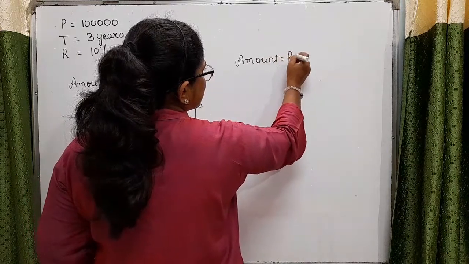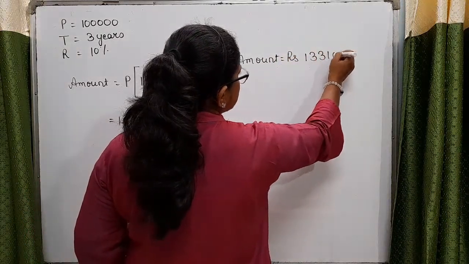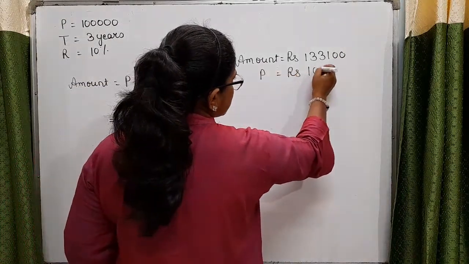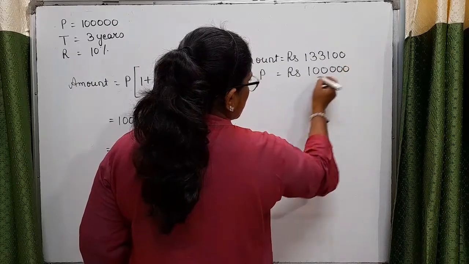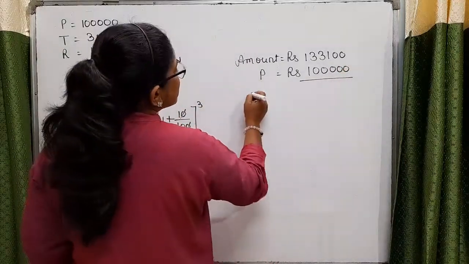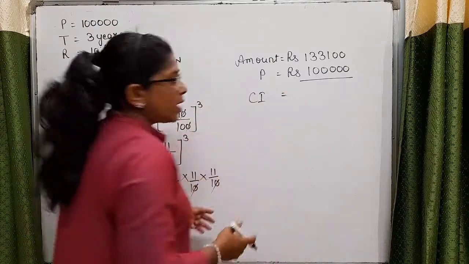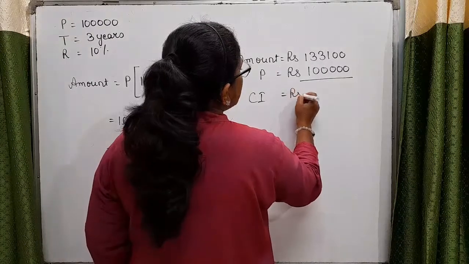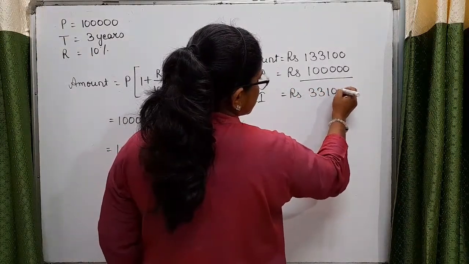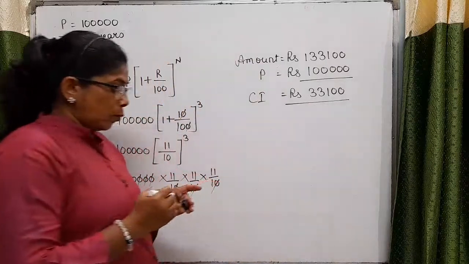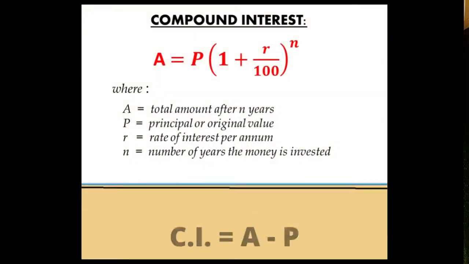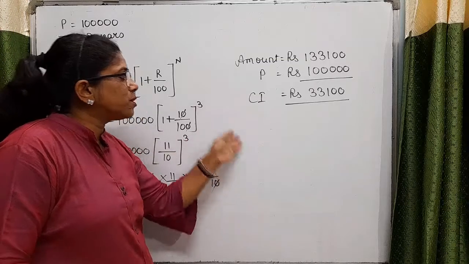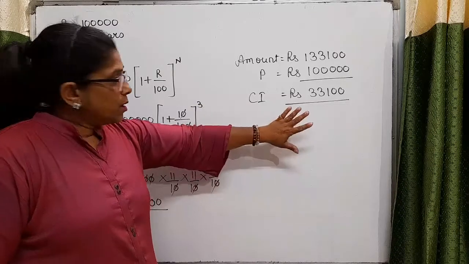So the amount is 1,33,100. The amount which we have borrowed is 1 lakh, and here the compound interest we have to find in this way. Amount minus the principal amount, we get the compound interest, which is 33,100. So we have one simple formula where we get the amount directly if the interest is calculated by this method, meaning if the interest is compound interest.